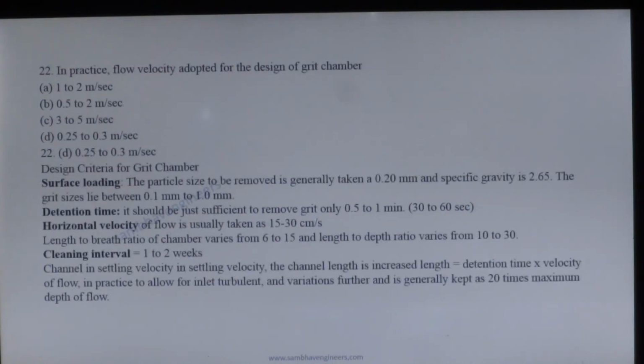Next question. In practice, flow velocity adopted for the design of grit chamber? In sewage treatment, grit chamber is used to remove inorganic particles of size between 0.1 mm to 1 mm. Detention time of grit chamber is kept between 30 to 60 seconds. Velocity of flow is usually taken as 15 to 30 centimeters per second. So option D is the correct answer.